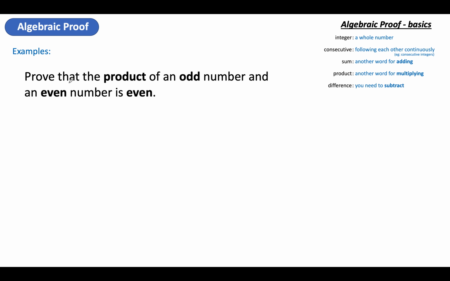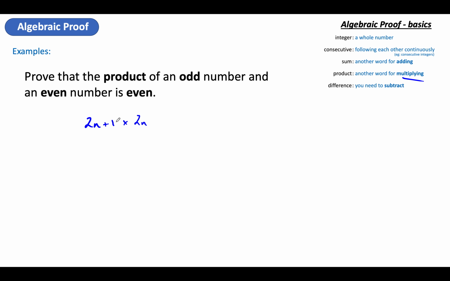Okay, we've unpaused then. So, prove that the product, now that means times. It says so over here, multiplying, so it's times, of an odd number and an even number is even. Well, let's write an odd number. That's 2n, say, plus 1. That's an odd number. And an even number would be 2n. Now, I need to multiply these together.